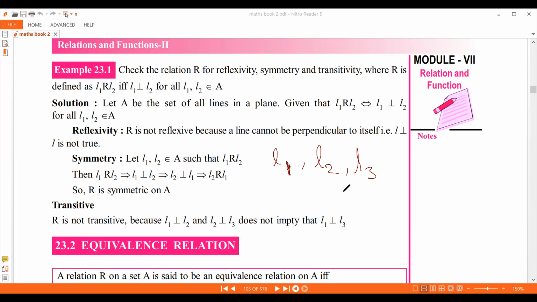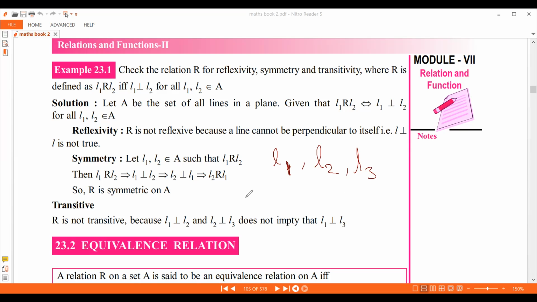Now, when you consider the symmetry, suppose you consider L1 perpendicular to L2, then L2 is perpendicular to L1. So when you flip both, such elements you can find. For transitivity, you have to take 3 elements. Remember this. For transitivity, you have to check 3 elements.